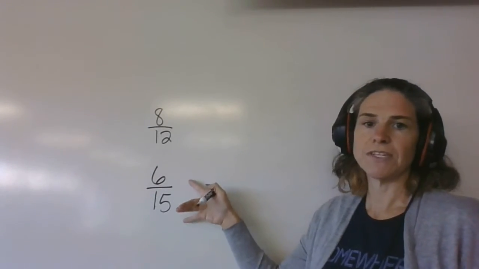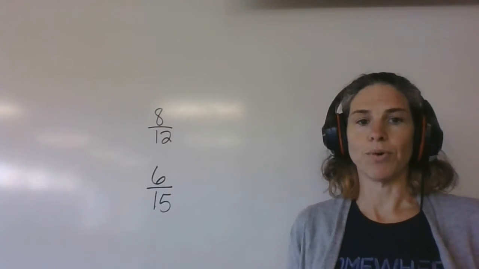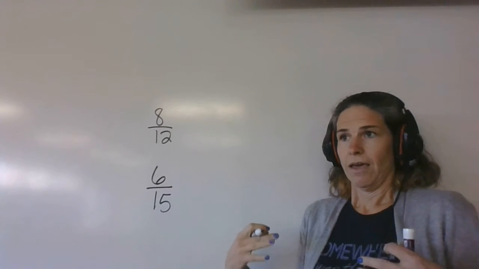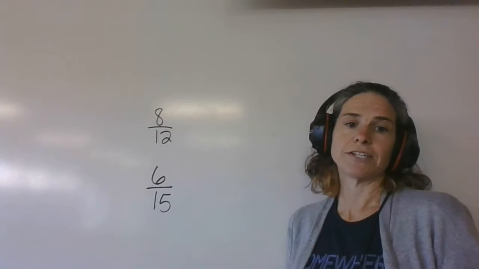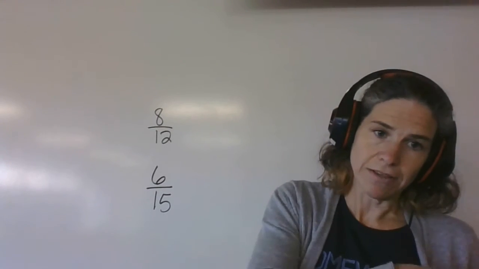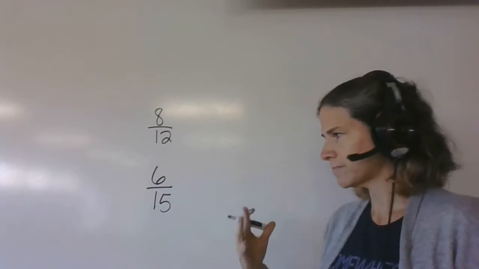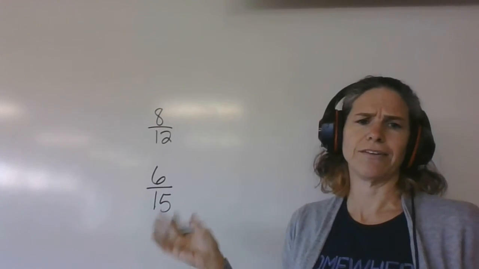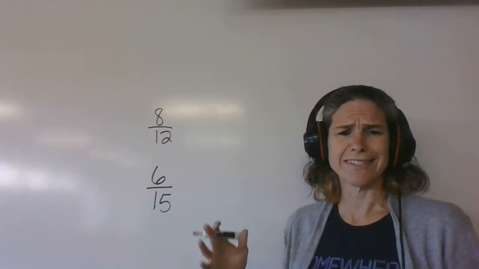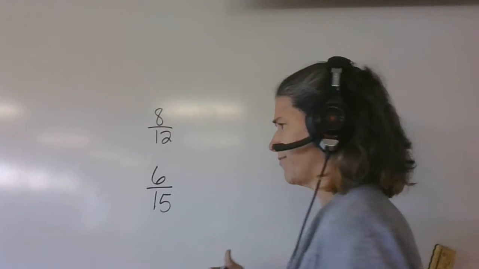So 6 and 15 have to have a number that goes into both of them. It has to have a factor, a whole number factor where it has a factor pair that's also a whole number. If you're dividing and you end up with like decimals, that's not going to be helpful. That's not how you simplify fractions.